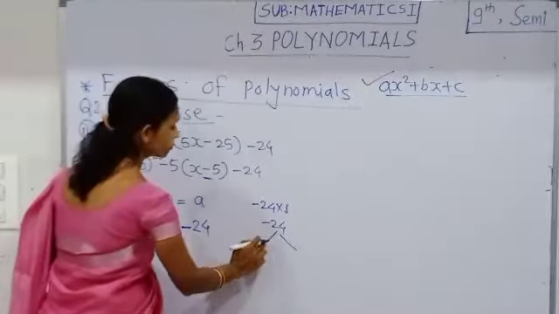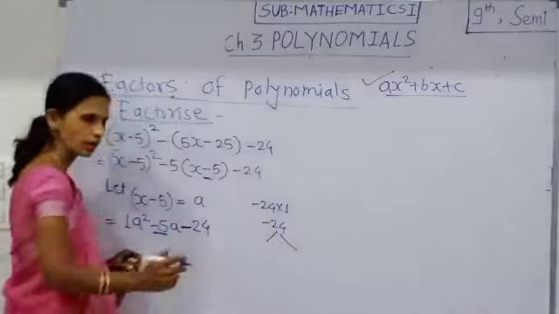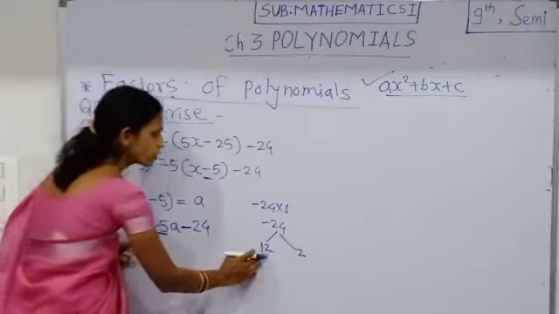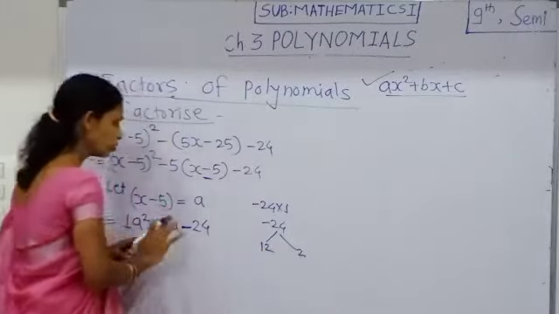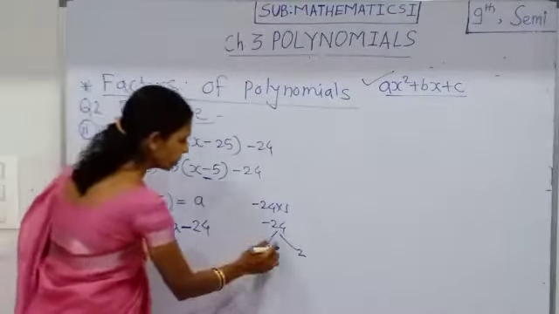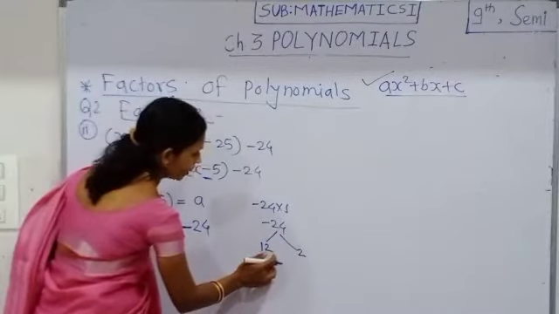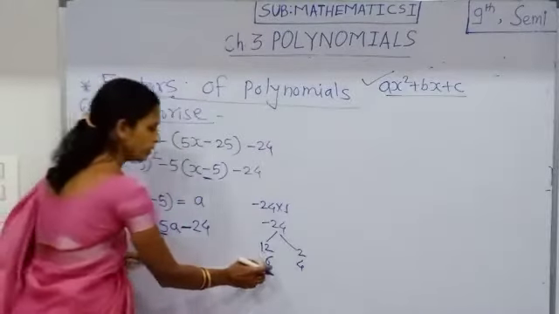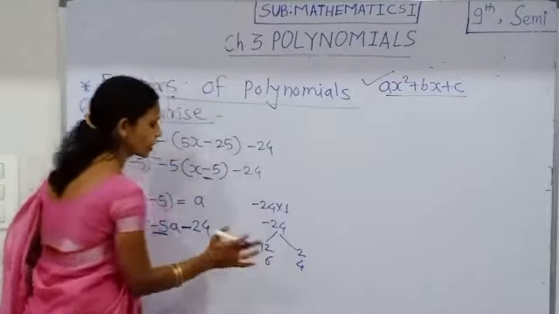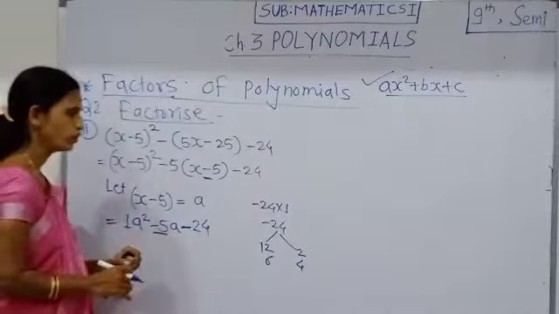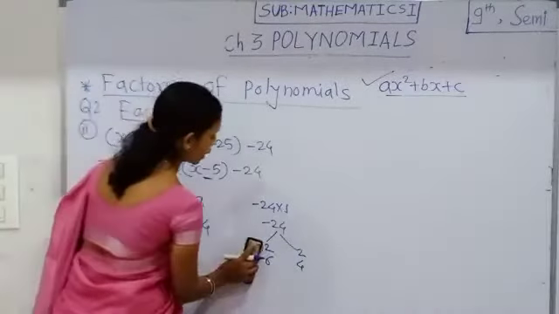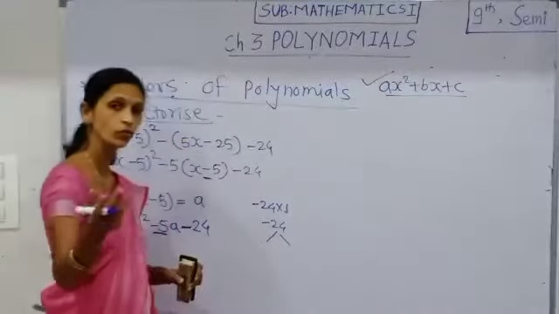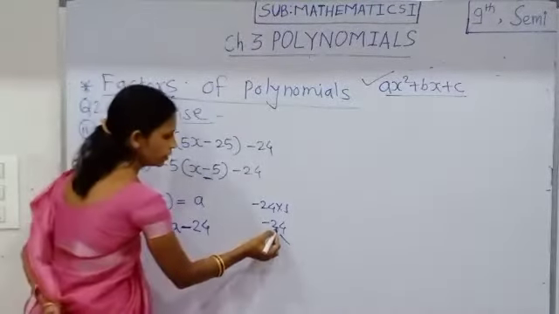Therefore, let us factorize this 24. See here, 12 into 2. But the difference of 12 and 2 is not 5. Therefore, we can factorize it like this, 6 into 4. But the difference or addition of those two factors is also not 5. Therefore, here we need other factors of 24. All of you are aware of that?